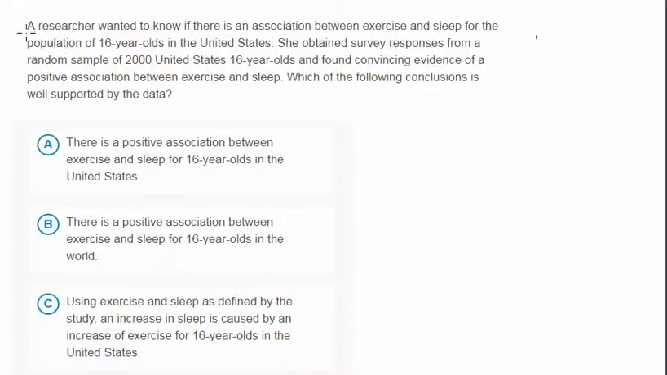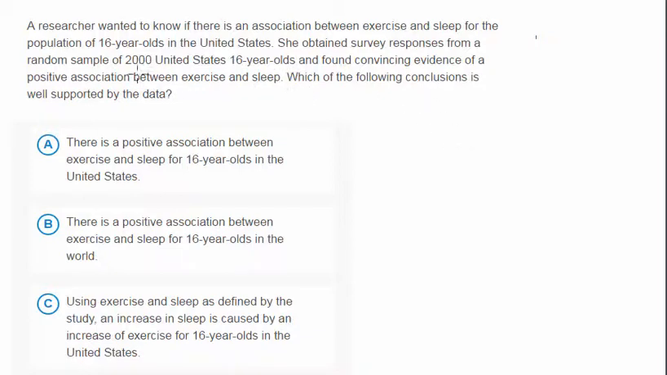In this lesson, we'll review a problem-solving data analysis question, and calculator is permitted. A researcher wanted to know if there's an association between exercise and sleep for the population of 16-year-olds in the United States. She obtained survey results from a random sample of 2,000 United States 16-year-olds and found convincing evidence of a positive association between exercise and sleep.